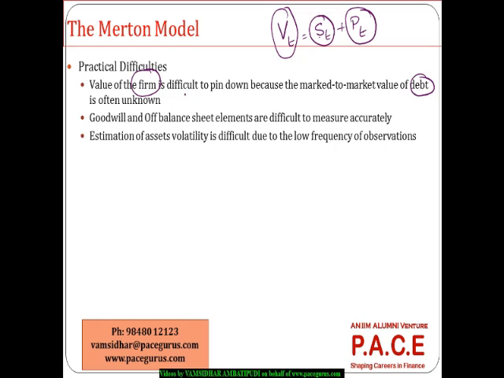And along with that, there are a few elements on the balance sheet like goodwill and off balance sheet elements. They are not that easy to be measured on a regular basis, which means the book value of the assets is also slightly difficult to work out. And whatever the volatility that I am talking about of the assets, even there it's not that easy to obtain because of the low frequency of the observation. So because of different such kind of scenarios, the Merton model for a practical usage might have its own set of limitations.